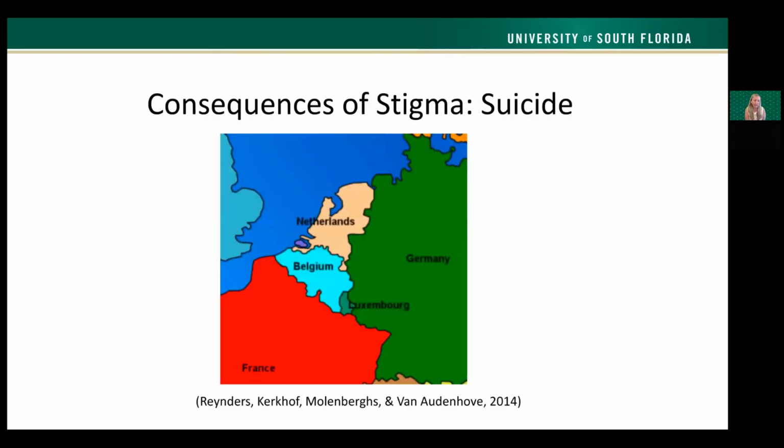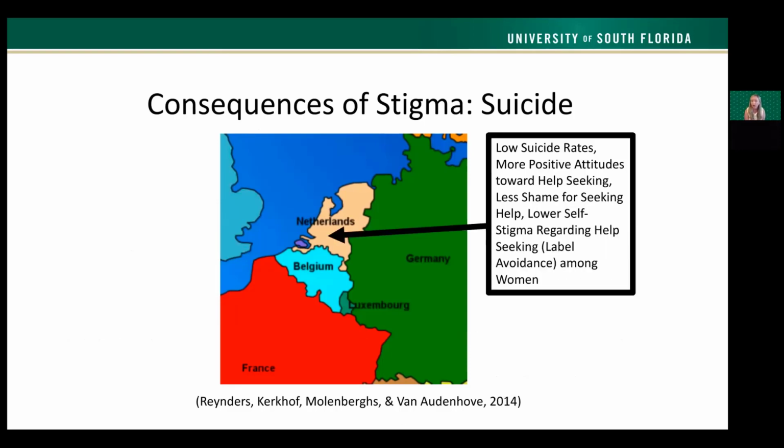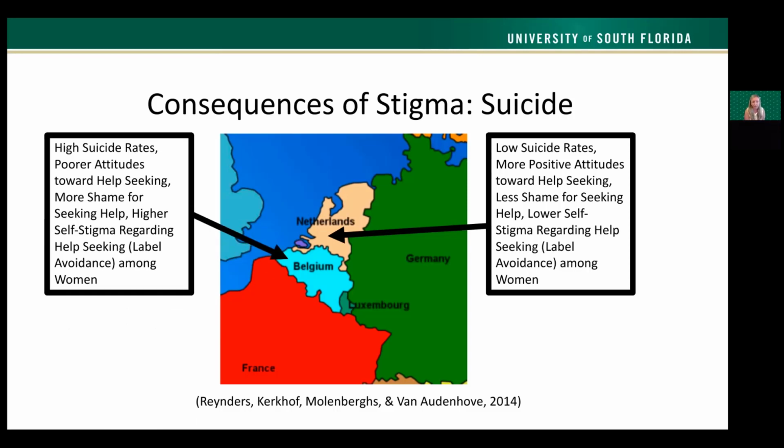So if we think about it this way, one of the ultimate negative consequences of stigma is suicide. And there's been some work done in Europe. This particular research looked at individuals in high and low suicide rate regions: Belgium versus the Netherlands, so neighboring countries. In the Netherlands, there are low suicide rates and more positive attitudes towards help seeking, less shame for seeking help, and lower self-stigma regarding help seeking. In Belgium, where there are high suicide rates, there are poorer attitudes towards help seeking, more shame for seeking help, and higher self-stigma regarding help seeking.